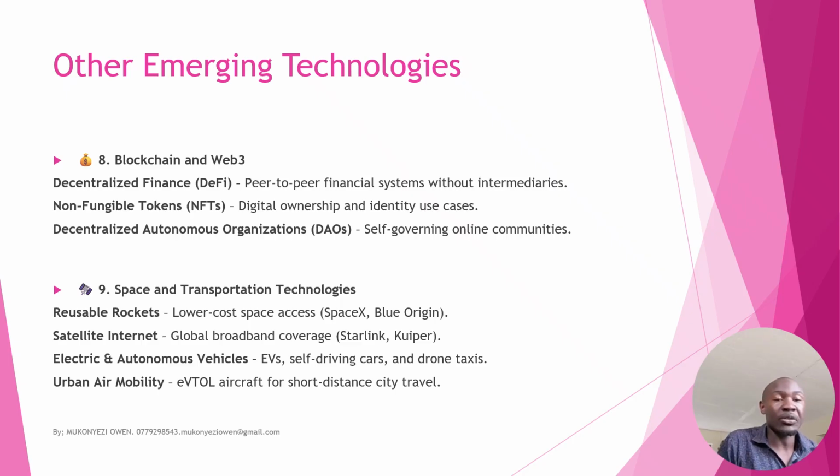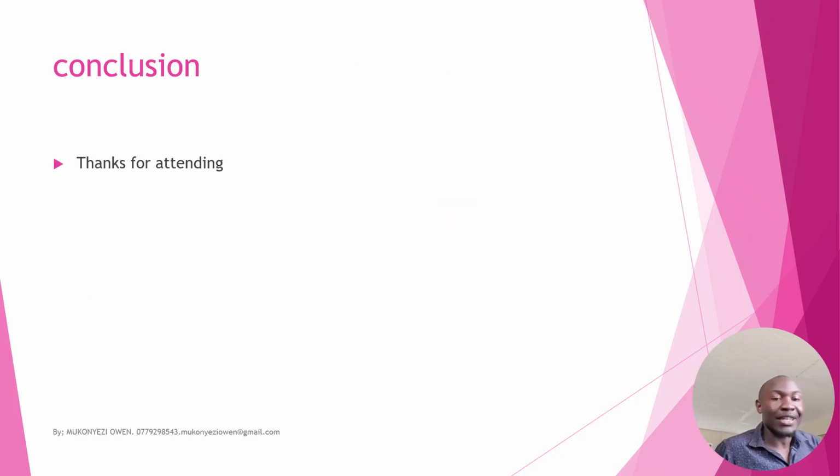Make research about each of these such that you understand it more. But in my next video that I'm going to create, I'm going to break down each of these ones. We have the space and transportation technologies like reusable rockets, satellite internet, electric and autonomous vehicles, urban air mobility, and others.